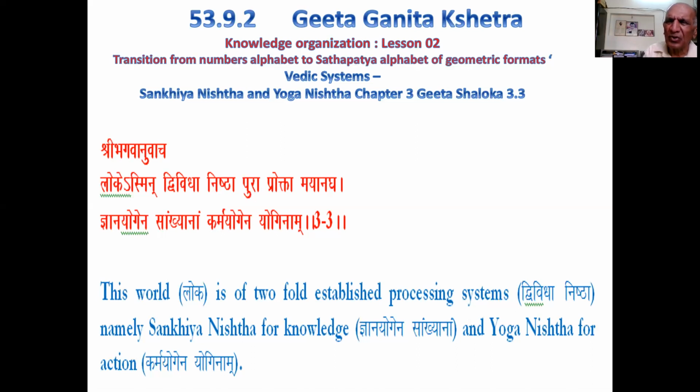So Sankhya Nishtha accepts the existence of geometric formats and avails the artifices of numbers. On the other hand, Yoga Nishtha presumes the existence of the Sankhya Nishtha and avails the dimensional frames, dimensional formats of dimensional spaces. Therefore, the source for transition from numbers alphabet to Sthapatya geometric form alphabet is Shloka 3 of chapter 3 of Srimad Bhagavad Gita.